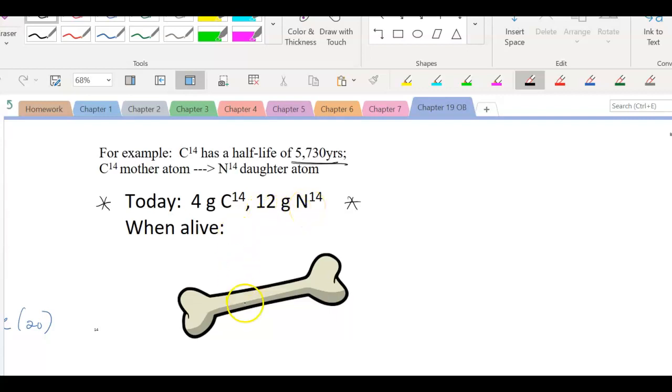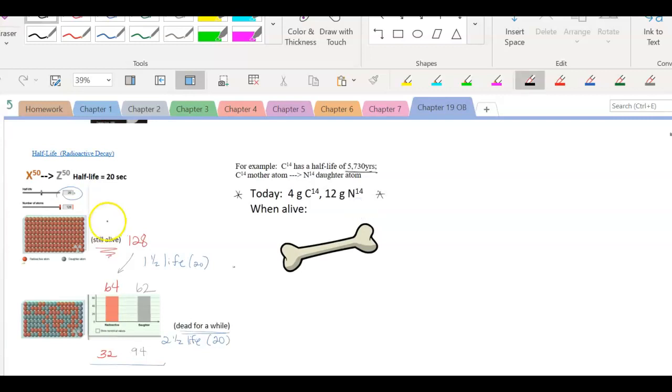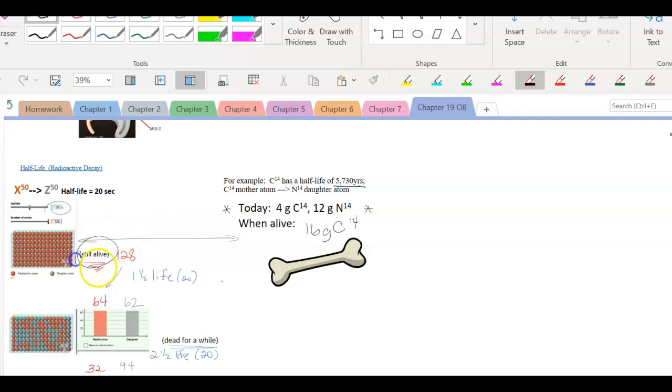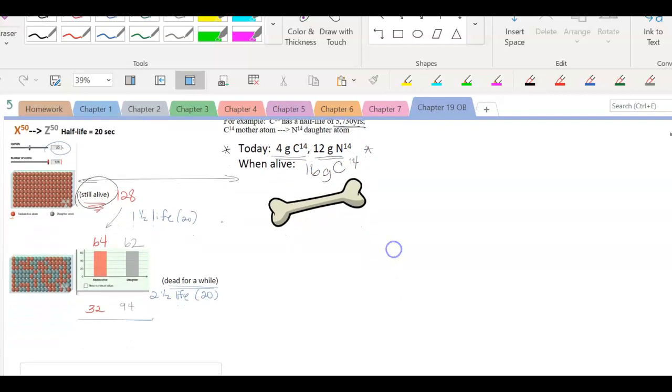That means that when this particular specimen was alive, we're going to be looking at a situation that we saw earlier in this parallel. That means that all of the grams of atoms, whether they're daughter or mother, were originally mother atoms. And so I'm going to add that together, and when this organism was alive, there were 16 grams of carbon-14. Remember? Still alive. But I have now stumbled upon it, and the chemist that has done the measurements has told me what the new measurements are.